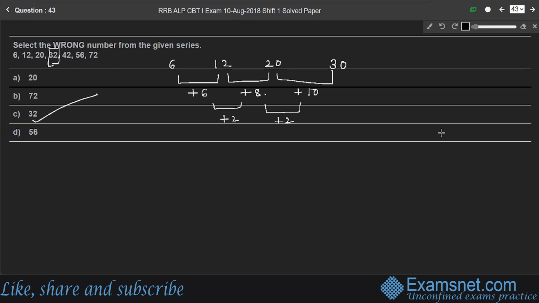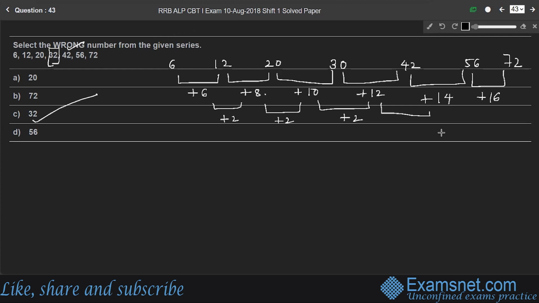To verify this, we'll follow the same rule by considering the next number. 30 plus the number to be added here is 12, where 12 is 2 more than 10. Therefore, 30 plus 12 is 42. Therefore, the answer is verified. Whereas 42 plus, we have to add 14. 42 plus 14 is 56, and 56 plus we have to add 16 here. So 56 plus 16 is 72. In each step, the numbers added are 2 more than the previous numbers. So 12 plus 2, 14 plus 2.